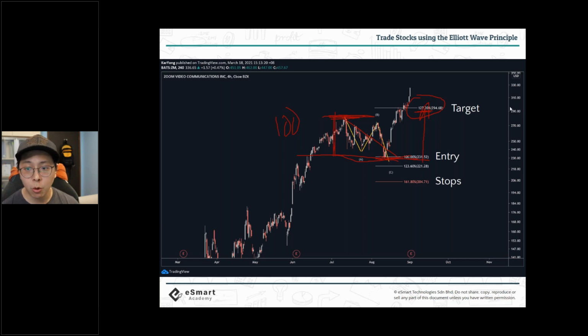Okay, again, don't get confused by all this. I'll show you in a moment how I pull it, how to measure all this. Okay, but at least for now, understand where we look for entry, where we look for stops, where we look for target. Okay, yeah. So I hope so far it is clear on all this.